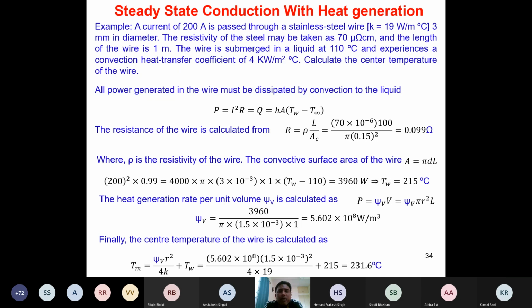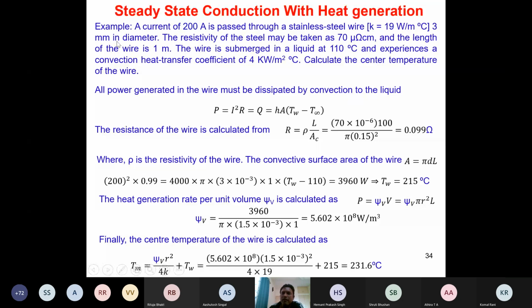So now in this particular example, what is given is a current of 200 ampere is passed through a stainless steel wire. The thermal conductivity of the metal wire is given, that is 19 watt per meter degree Celsius. And again, it is 3 mm in diameter. The resistivity of the steel may be taken as 70 micro ohm centimeter, and the length of the wire is 1 meter. This metal wire is submerged in a liquid at 110 degrees Celsius and experiences a convection heat transfer coefficient of 4 kilowatt per meter square degree Celsius. Calculate the center temperature of the wire.